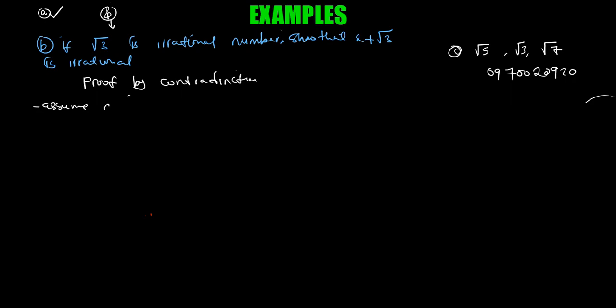The same 2 plus root 3 is what? Is rational. So rational is always our reference. So assume 2 plus root 3 is rational, meaning that then 2 plus root 3 will be equal to a over b, where b is not equal to 0. From here then you can group the like terms.